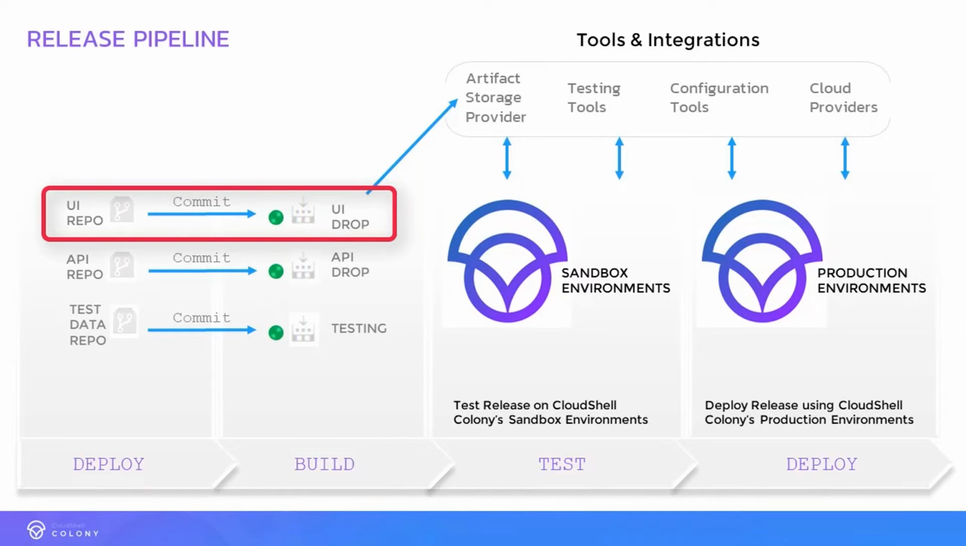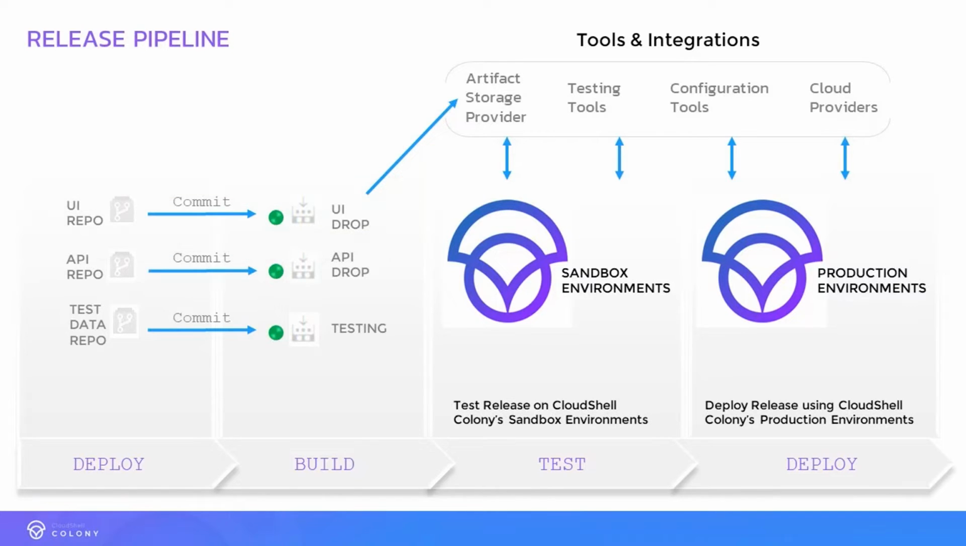So, for example, when the UI developer commits code, a new build is triggered and a new version of the UI artifact is generated, and then to update the production with the new code, we need to create a new release with all the latest artifacts of all the components, and then run it through the pipeline and test it on different environments all the way to production. While testing, CloudShell Colony provides on-demand sandboxes, integrating with test tools and storage providers to pull artifacts, and then to update the production we use blue-green deployment strategy.